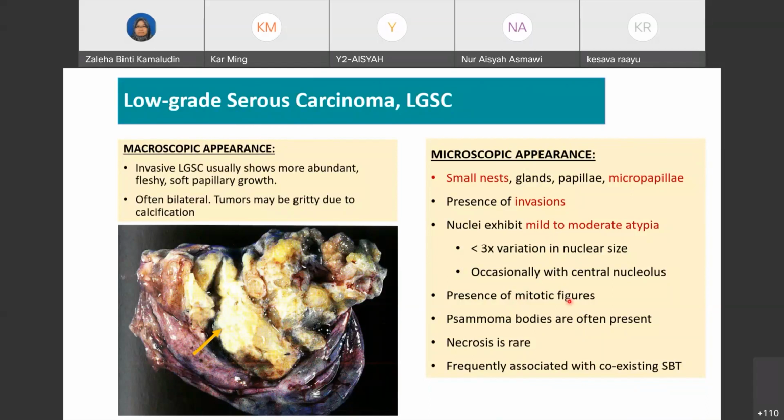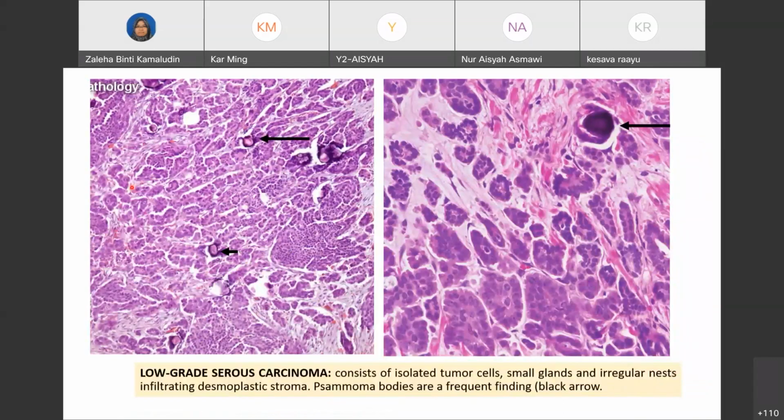With scattered mitotic figures. Usually this low-grade serous carcinoma has more psammoma bodies in comparison with the high-grade serous carcinoma, and necrosis is there, but it is rare. Again, it is frequently associated with a coexisting serous borderline tumor. It shows a spectrum of the disease. This is the histomorphology of the low-grade serous carcinoma.